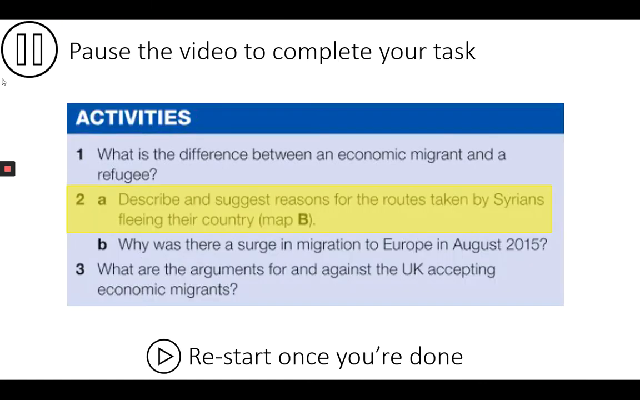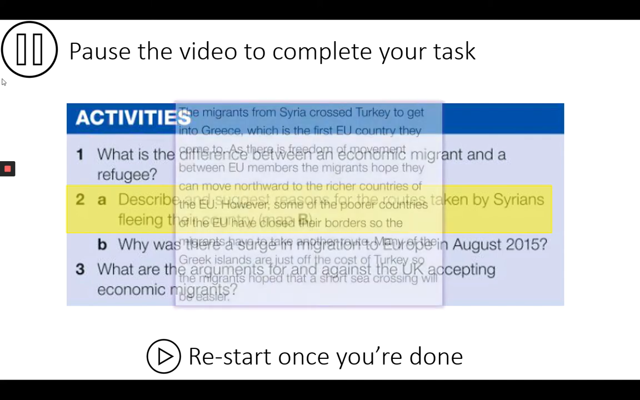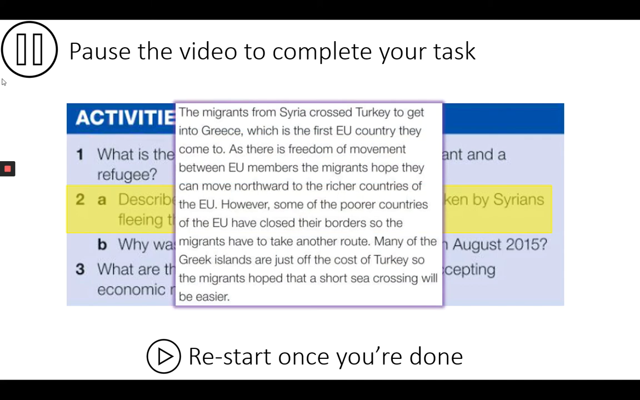In this activity 2A, we've got a double command word question. The command term describe requires you to write about what you can see, whereas suggest means that you need to give what you think are possible reasons. There's also the requirement for you to make use of map B. Pause the video whilst you attempt this task and press play to see the mark scheme. If you need to improve your response based on what's shown here, then please do so before moving on to activity 2B.